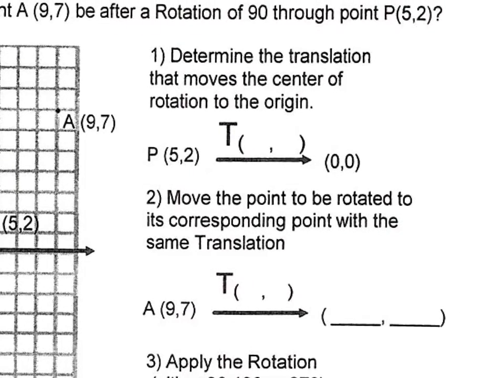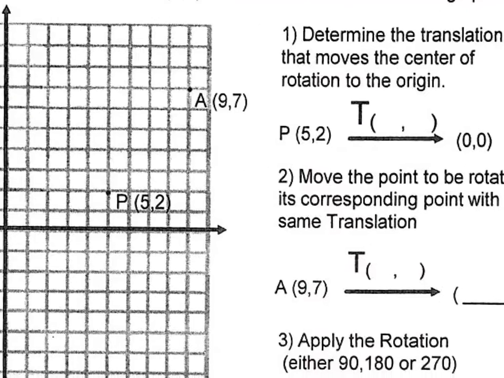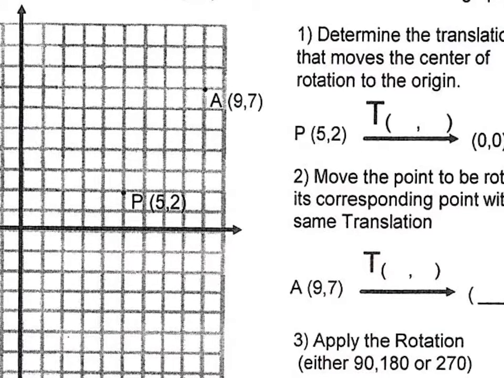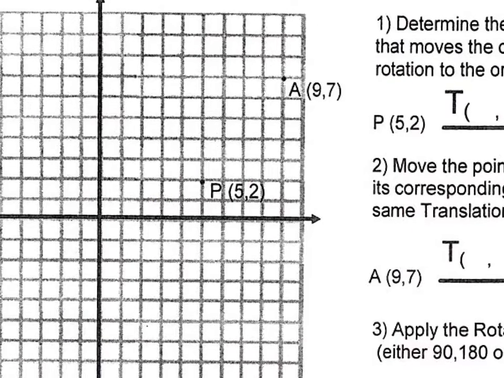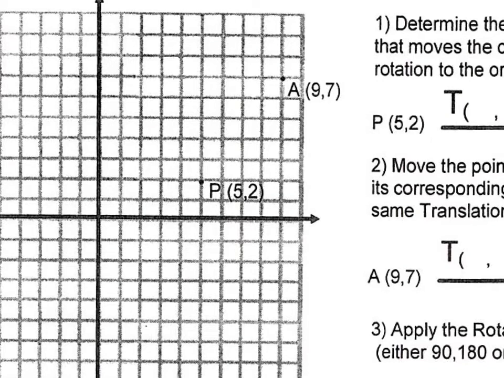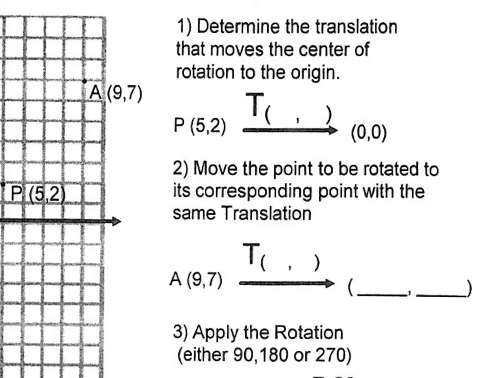In the first step, it says, determine the translation that moves the center of rotation to the origin. When I talk about the center of the rotation, I'm talking about this point here, P, which is (5, 2). In order to move that to the origin, we are going to move this point left 5 and down 2. So the correct translation would be (-5, -2). I'm going to write that right in here: (-5, -2). We're going to move left 5 and down 2.